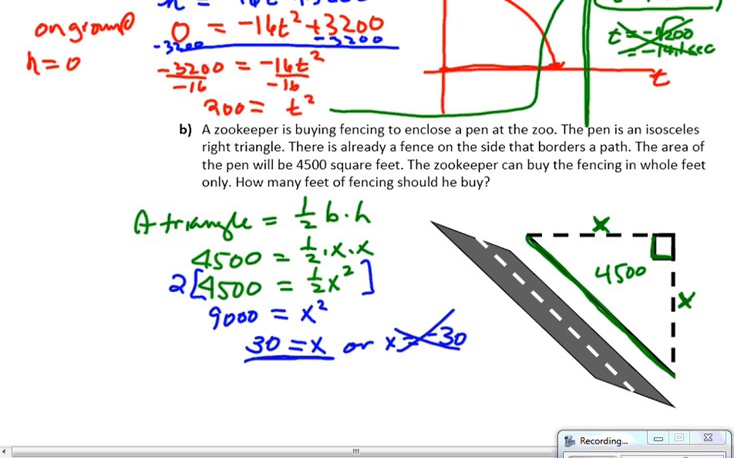And since we have to fence both sides, we need to fence the top and the side. We're going to have 30 plus 30. So we're going to need 60 feet.